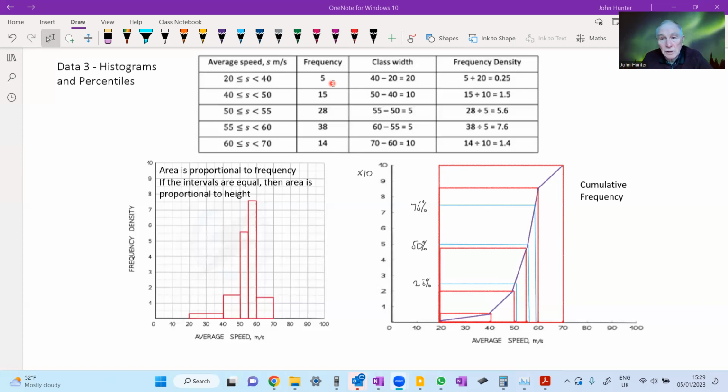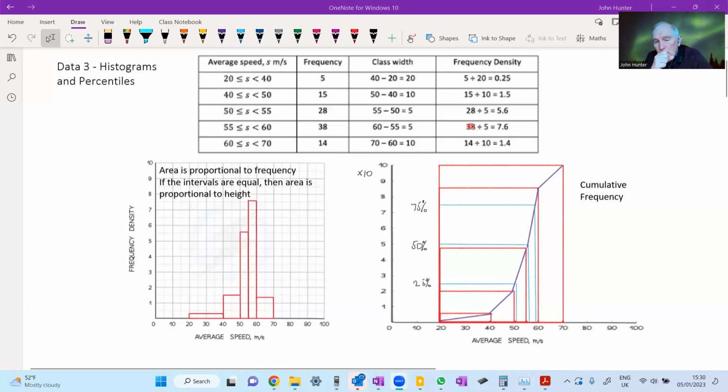So what we do is we categorize the data, and what we've done here is categorize it into bands. Speed, this is all in meters per second, between 20 and 40, 40 and 50, 50 and 55, 55 and 60, 60 and 70. And we've got the count of the number of cars going at that speed for each of those categories. This conveniently adds up to 100. But what we do notice is that these intervals are not all the same width. This is 20, this is 10, this is 5, and so on. So we go class width.